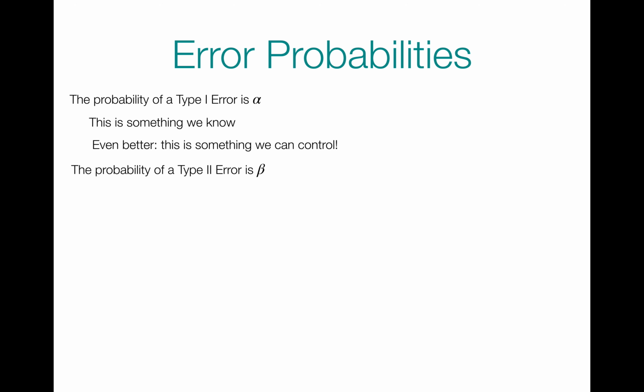Type 2 error, the probability of that is beta. Now unfortunately, we have no idea what beta is. This is something that we don't know. This is something we can't control.